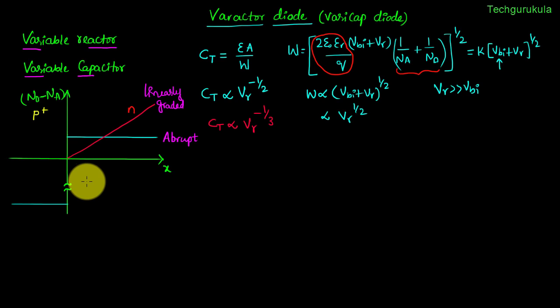There is another doping profile which is called hyperabrupt doping, and the junction is called a hyperabrupt junction. The profile would look like this. And this would be called hyperabrupt.